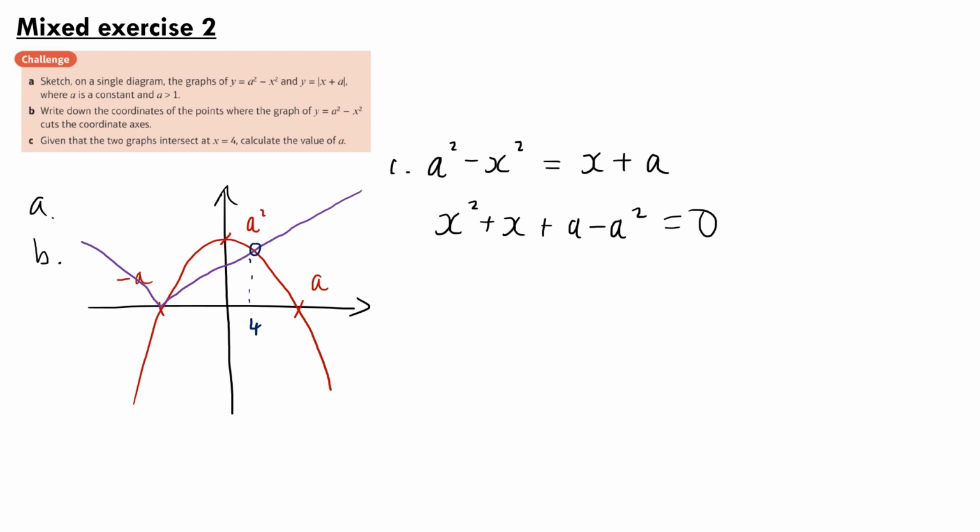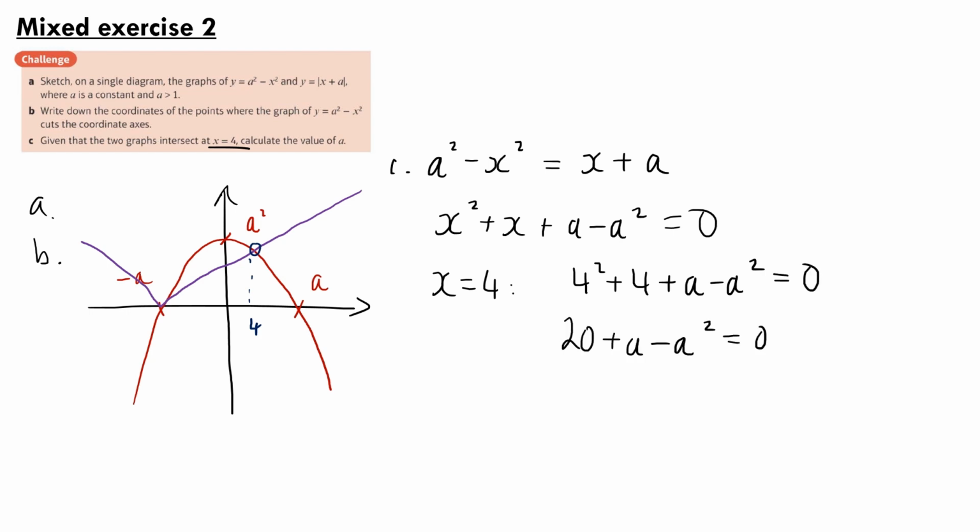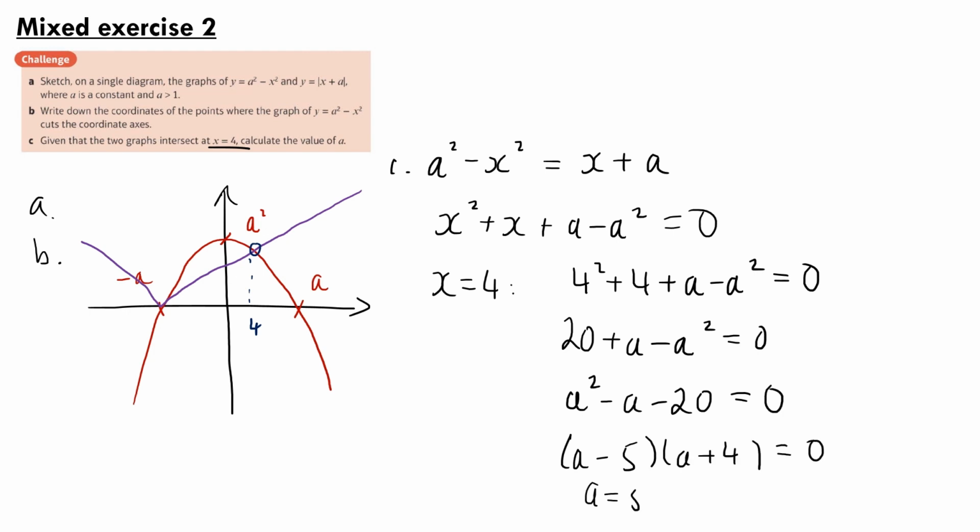And we know that when we have x equals 4, then we'll get a solution. So if we plug in x equals 4 here, we have 4 squared plus 4 plus a minus a squared equals 0. So we're going to have 20 plus a minus a squared equals 0. And if we multiply by minus 1, we get a squared minus a minus 20 is equal to 0. And we can factorize to get (a minus 5)(a plus 4) equals 0. So we have a equals 5 or a equals minus 4.